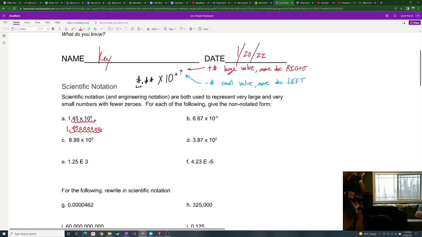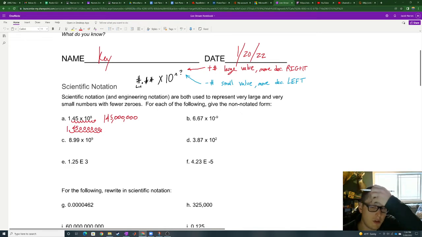So for A, I'm going to rewrite the number. This number is 145, and then how many zeros? 6 zeros. 1, 2, 3, 4, 5, 6. Add some commas, and that's how we know. See, this is a huge number. Positive exponent means a big number. So this is 145 million. And that's it. That's A, the non-notated form.